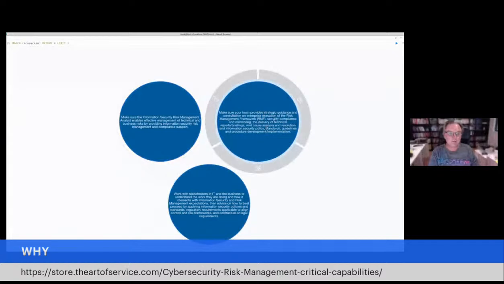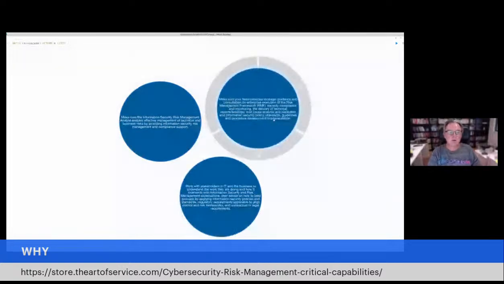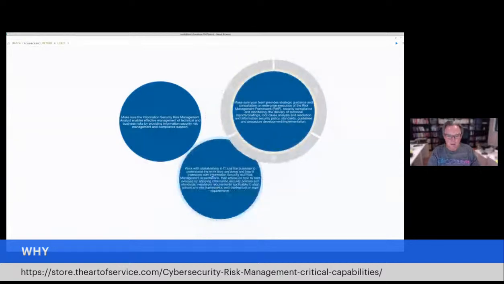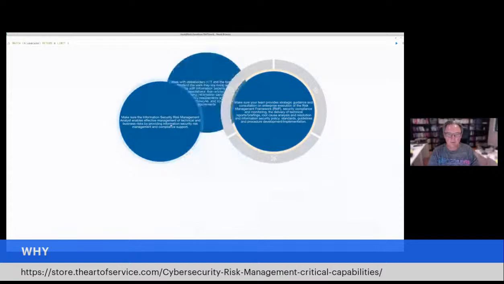Make sure you provide strategic guidance and consultation on enterprise RMF, security clients, and monitoring the delivery of technical reports, briefings, root cause analysis, and resolution and information security policy standards, guidelines, and procedure development implementation. And this last one here, I've done the top three, the three highest important ones. Let's pull this up here so you can see it.